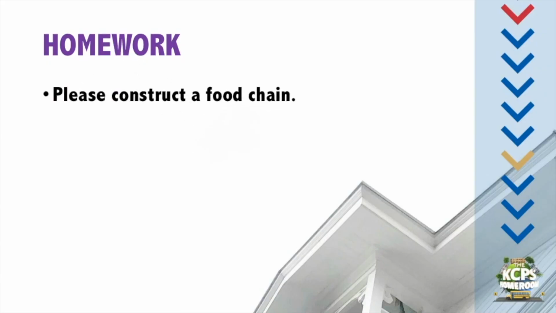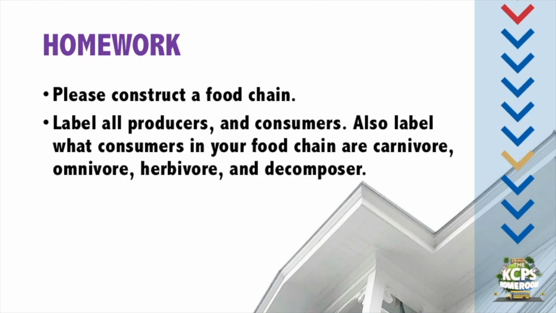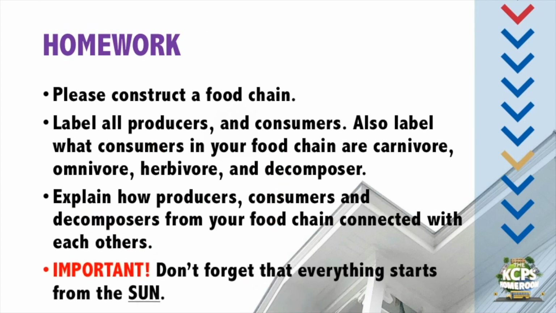Guys, for your homework, I want you to construct a food chain. Label all producers and consumers in your food chain. Also, label which consumers in your food chain are carnivore, omnivore, herbivore, and decomposer. Also, explain how the producers, consumers, and decomposers from your food chain are connected with each other. And importantly, don't forget that everything starts from the sun.